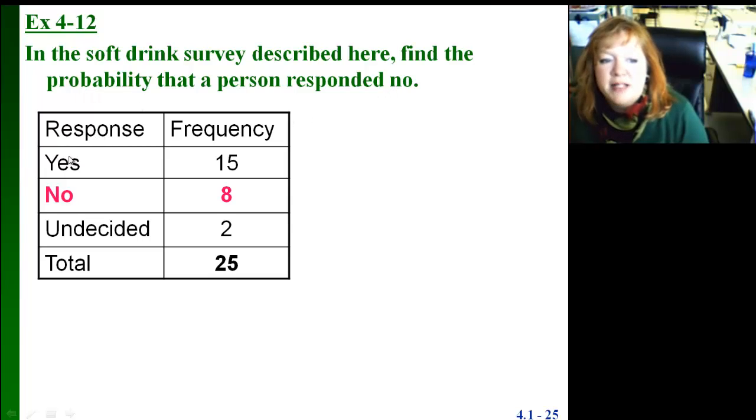Here's the response. They could have said yes, no, undecided, and the total. So we've got frequency: 15 people said yes, 8 people said no, 2 were undecided, but the total is 25. And we would do our probability of no would be 8 out of 25. I think that's pretty self-explanatory.